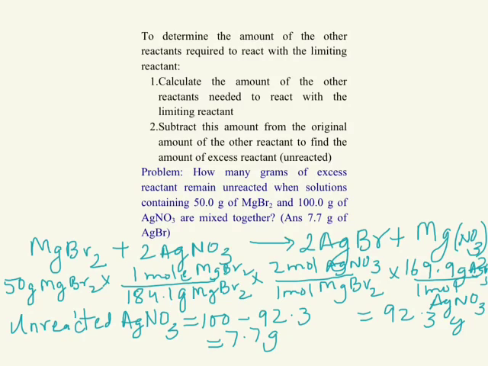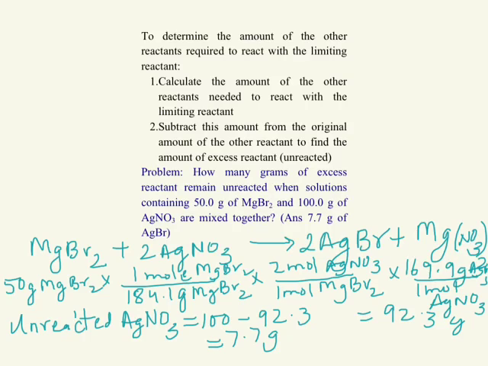So the one which is not the limiting reactant in the reaction, that's an excess reactant, which means it will be left after the reaction is over. Then how do you find out the amount of the excess reactant which is left? For that, you calculate the amount of the other reactant needed to react with the limiting reactant and then subtract this amount from the original amount.